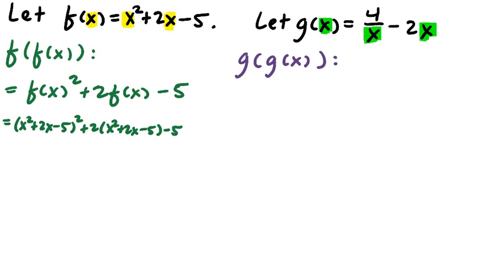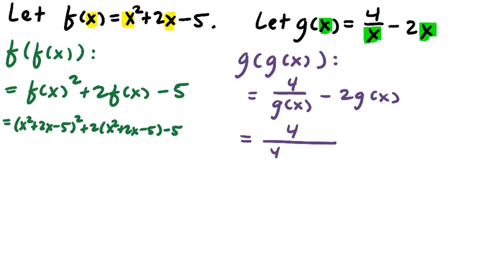And if we wanted to do g of g of x, wherever I see x, I'm going to replace that with g of x. So that's going to be equal to 4 over g of x minus 2 g of x. And we can do that: 4 divided by 4 over x minus 2x, minus 2 times 4 over x minus 2x. Just like that. Don't try to do any additional algebra steps. Just write down a formula that's valid.